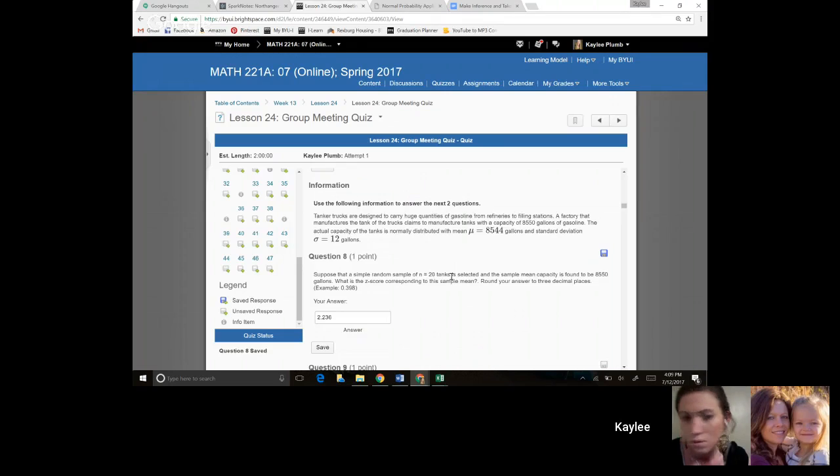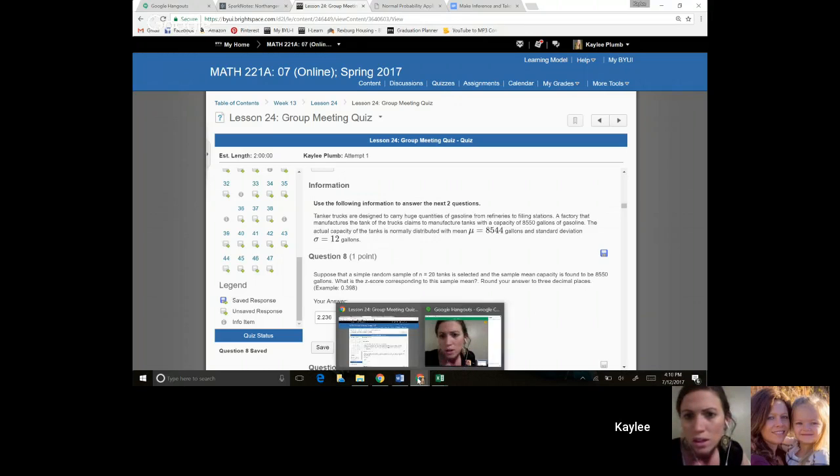I'm confused. Why is it 8544, not 8550? Because the 8544 is going to be the population mean. That's at the top of the question. Oh, I thought that was the sample mean. No, that's the population mean. It says and then right here, our sample mean is found to be 8,540, I think.